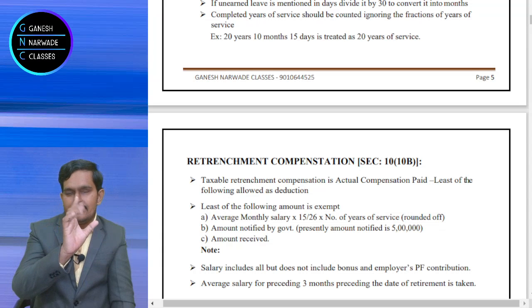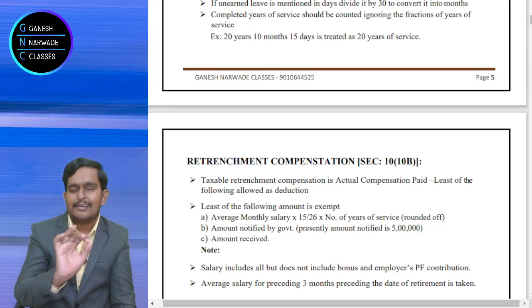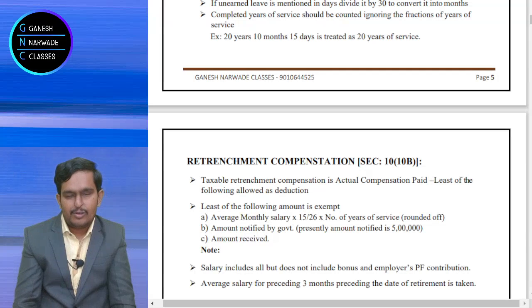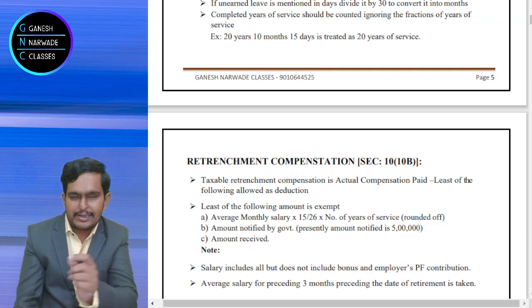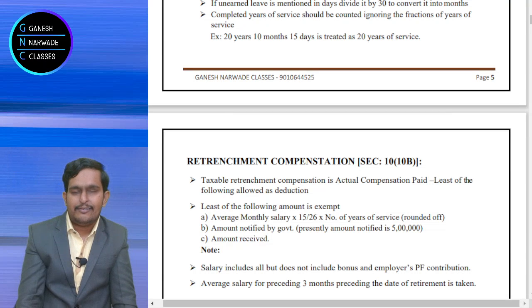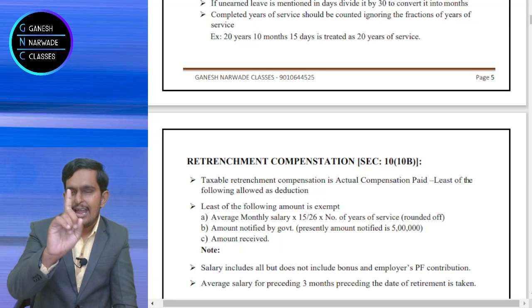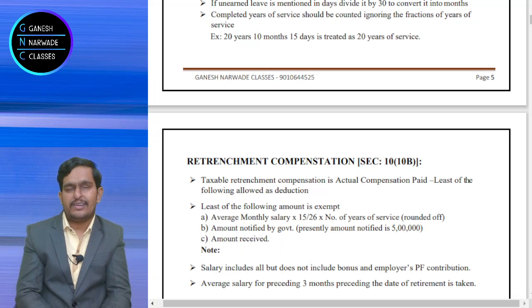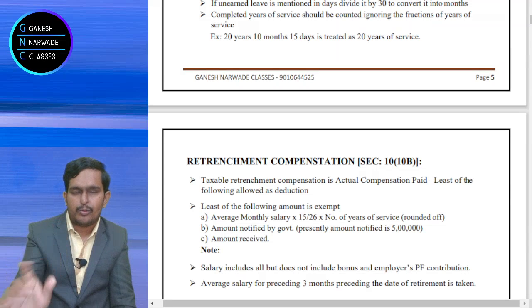First thing, take actual retrenchment compensation received less least of the following three. What are the three? First one, actual retrenchment compensation received. Second one, 5 lakhs rupees. Third one, average monthly salary. Now what is salary here? Salary is everything but exclude bonus and employer's contribution to provident fund. Salary means everything excluding bonus and employer's contribution to provident fund.